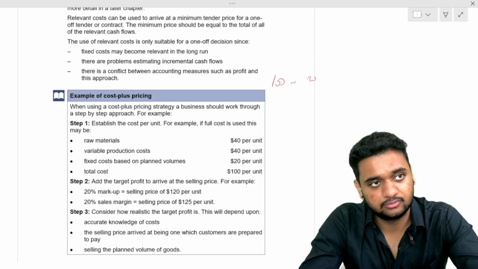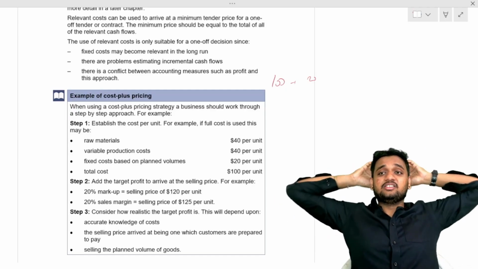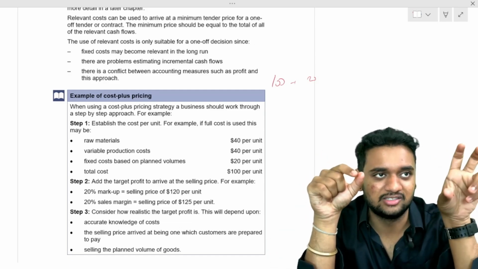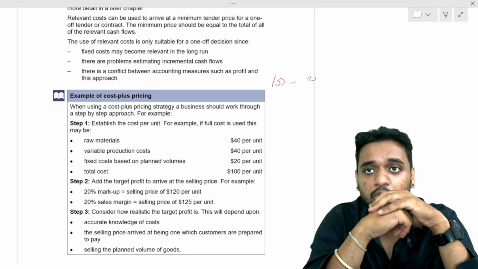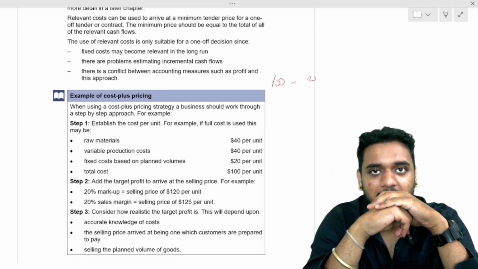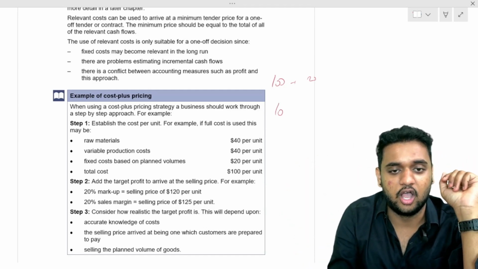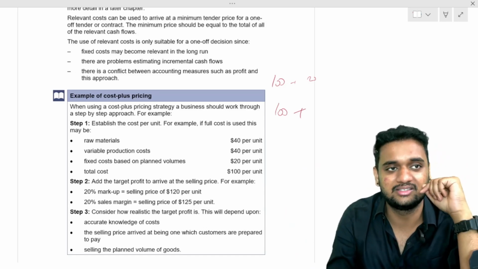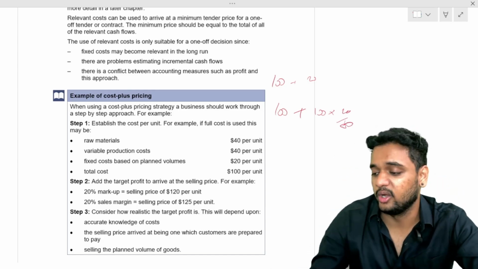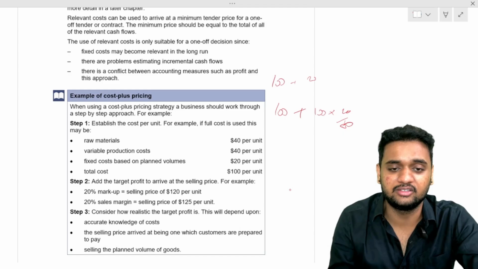Margin is 20%. We have to find the markup first. We have cost, we have to find markup. Margin to markup, what will we do? Minus. What fraction will you get? 20 by 80. That will be your markup. So 100 is the cost, which is given in the question, plus 100 into 20 by 80. 100 by 80 is how much? 25. 100 plus 25 is 125.